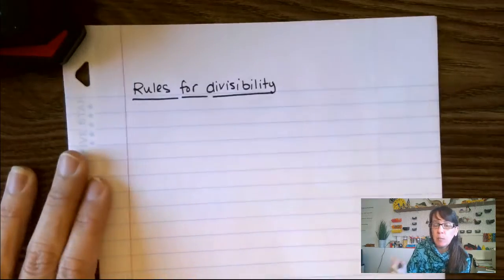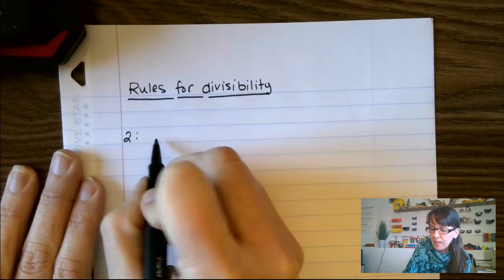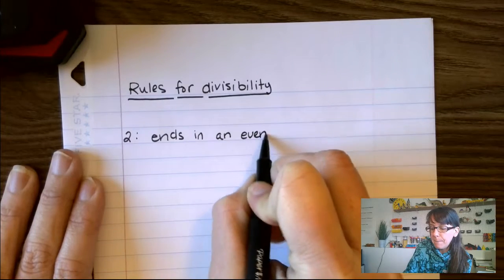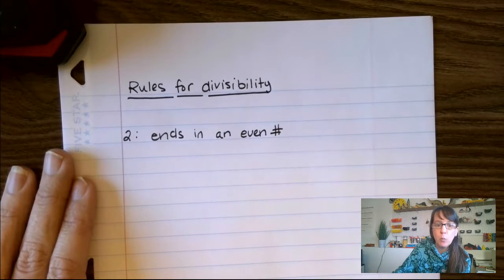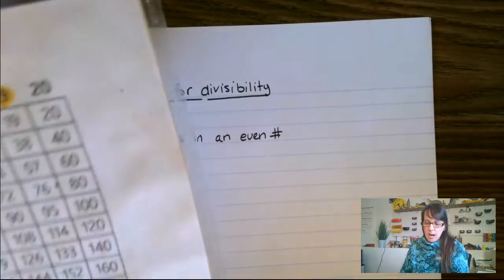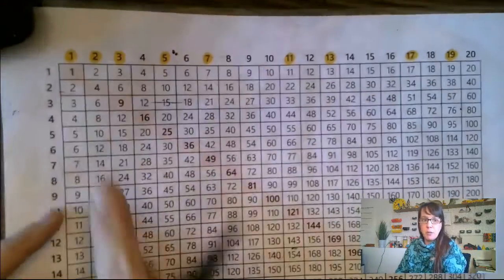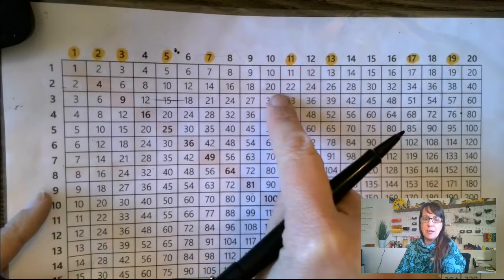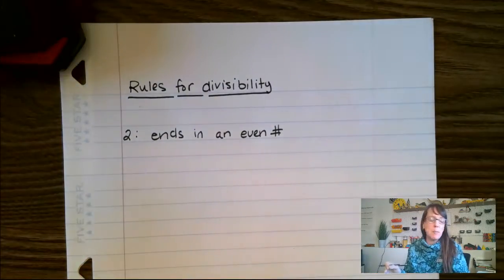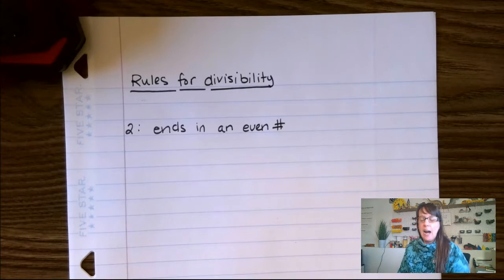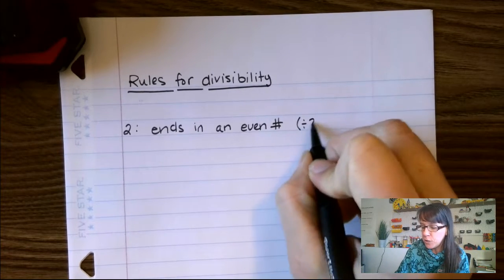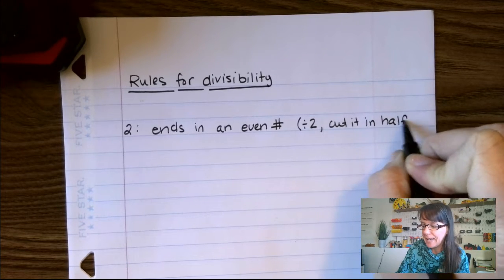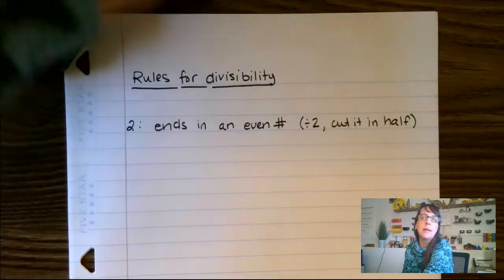Okay, rules of divisibility. We know something is divisible by 2 if it ends in an even number, and let me show you why. All right, had to get my multiplication chart for this. So if you look at 2, you'll see it ends 2, 4, 6, 8, 0. If it ends in one of those numbers, it's going to be divisible by 2. Dividing by 2 is just cutting in half, and if you think of it like that, it makes it a little bit easier.